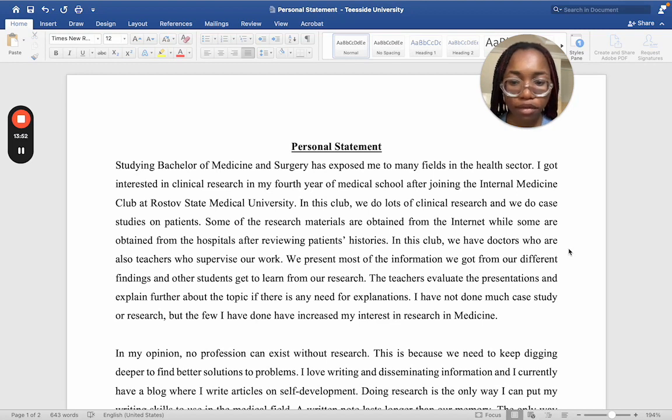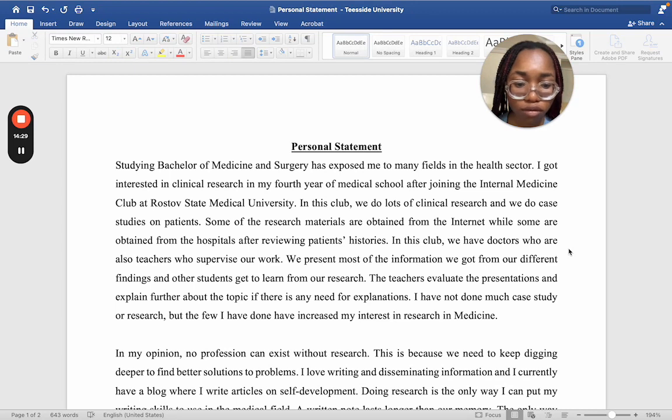So I read: studying Bachelor of Medicine and Surgery has exposed me to many fields in the health sector. I got interested in clinical research in my 4th year of medical school after joining the Internal Medicine Club at Bristol State Medical University. In this club, we do lots of clinical research and we do case studies on patients. Some of the research materials are obtained from the internet, while some are obtained from the hospitals after reviewing patient histories. In this club, we have doctors who are also teachers who supervise our work.